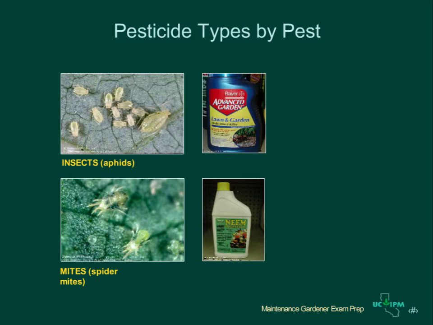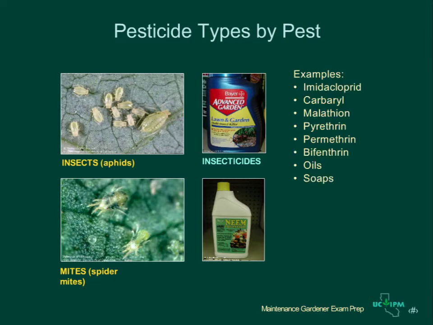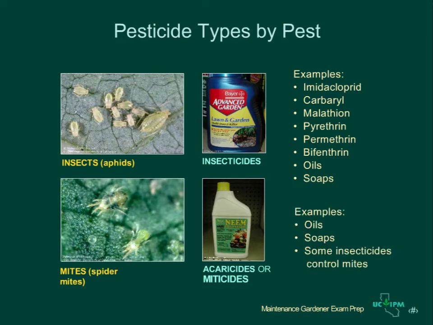Pesticides applied to control insects are called insecticides. There are many insecticides available for use in landscape. Some of the most common active ingredients are listed here, including imidacloprid, carbaryl, malathion, pyrethrin, permethrin, bifenthrin, and insecticidal oils and soaps. Many insecticides also control mites, but pesticides especially formulated to manage mites are called acaricides or miticides.